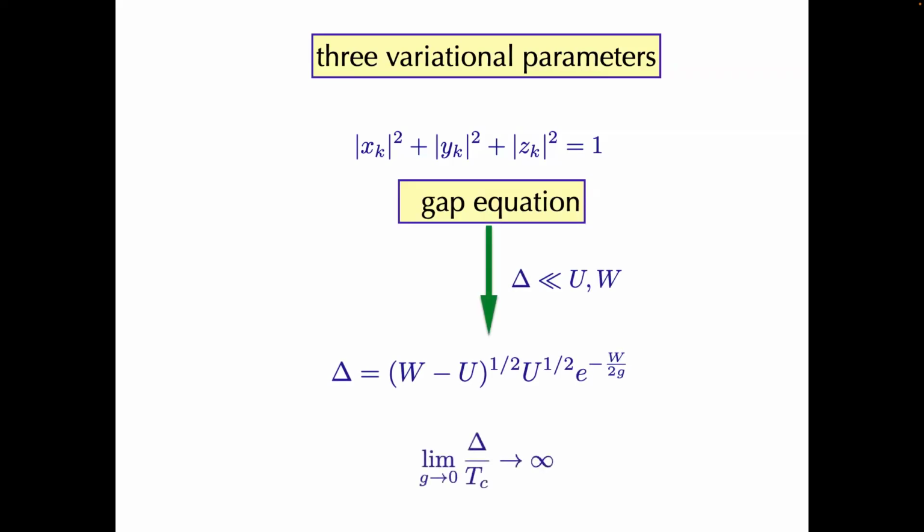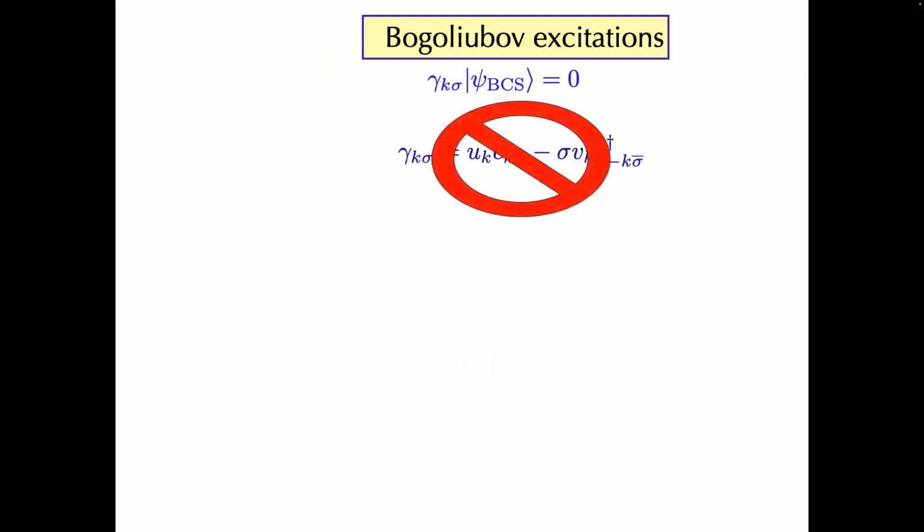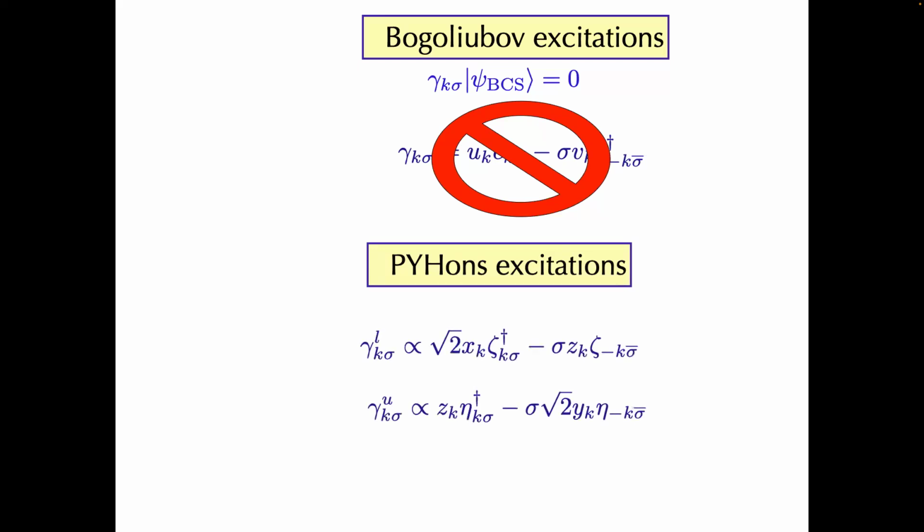Because of this, the excitations no longer look like they do in BCS, just a linear combination of a particle and a hole. Because this does not annihilate that 3 parameter BCS wave function that I just wrote down. And these things are pions, because that's the order of our names in the paper. They look like this. So these are the basic excitations in the superconducting state. And they're very different.